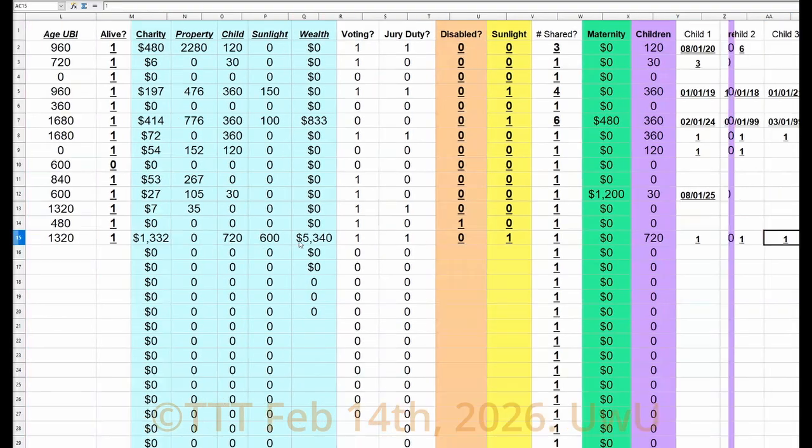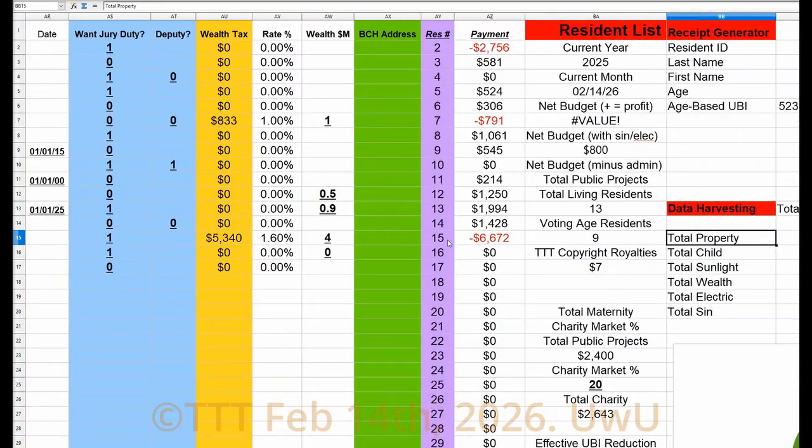But here we have a reworked wealth tax. The wealth tax formula has been changed because tax brackets are a nightmare to work with in Excel. So we have this new formula here: log of 1 base 10 plus 1. Very simple formula. And then if it's less than 1, it zeroes out.